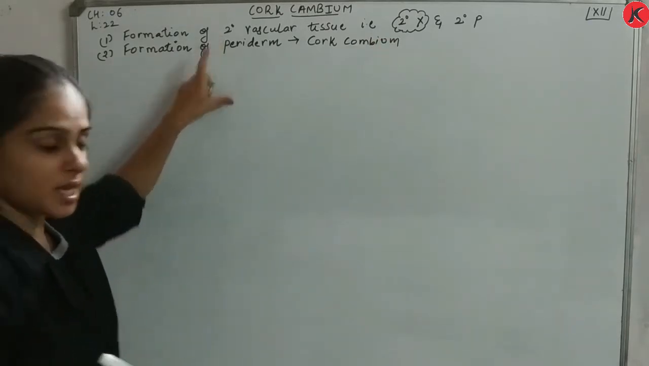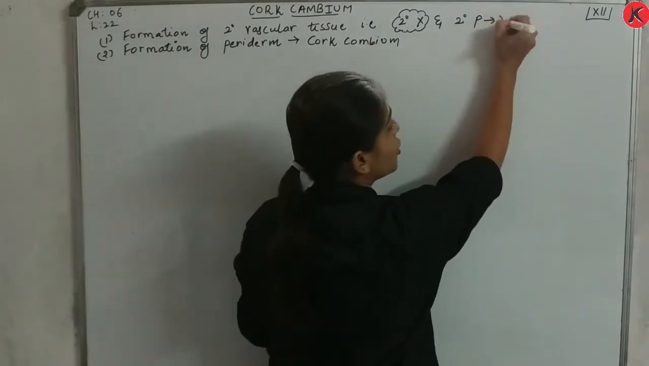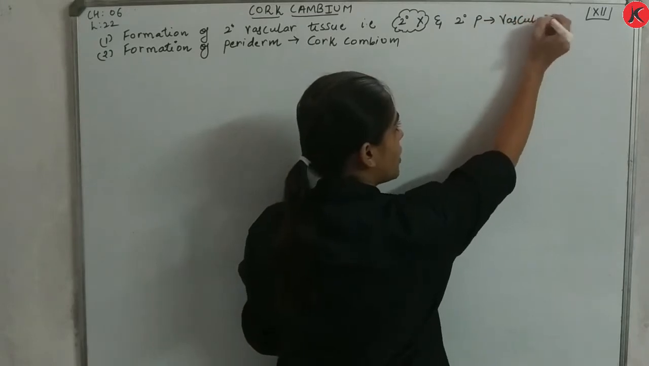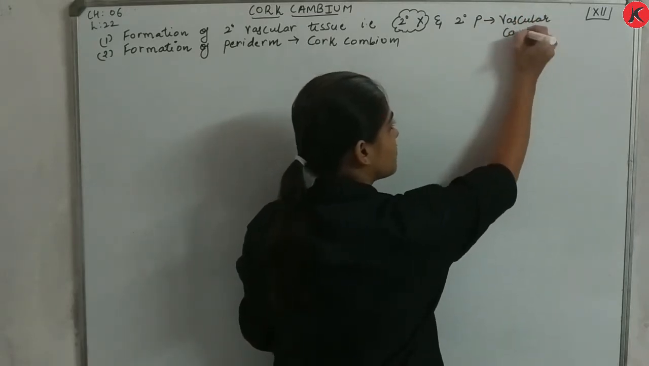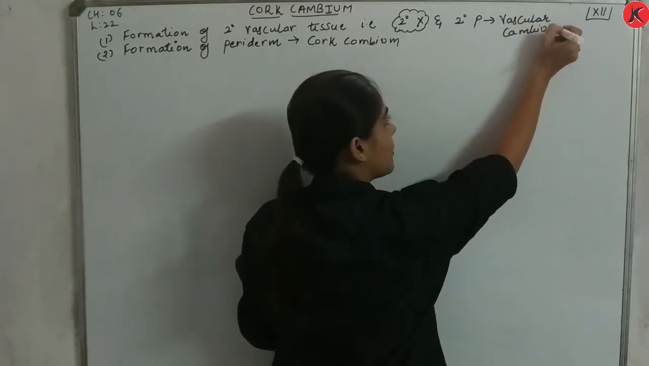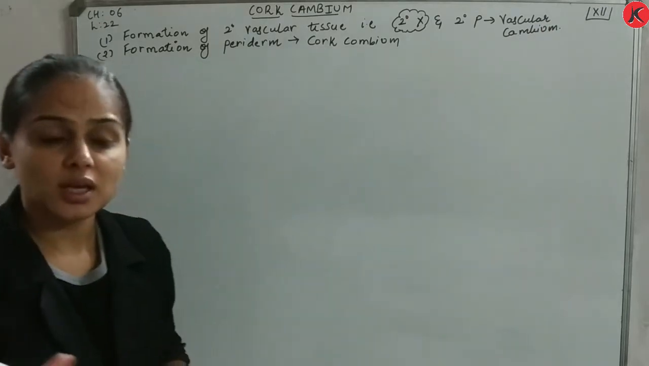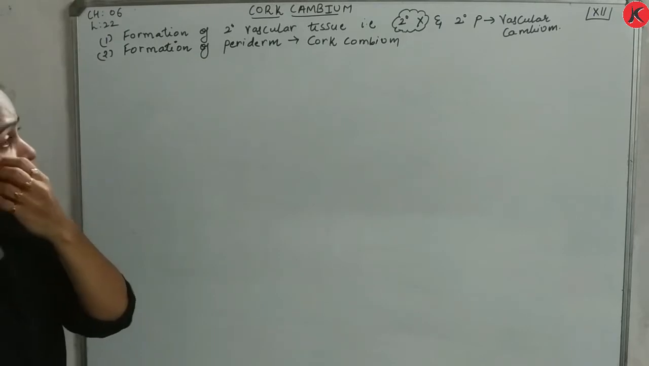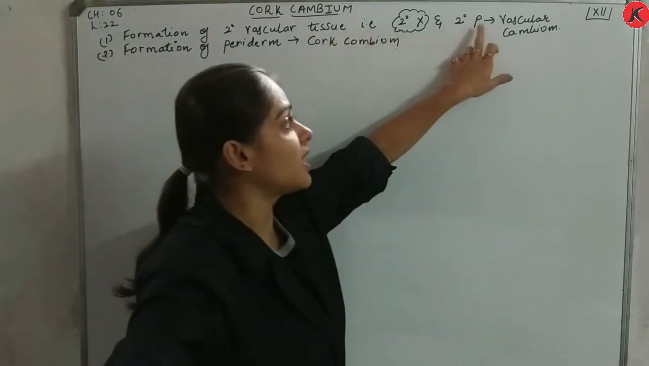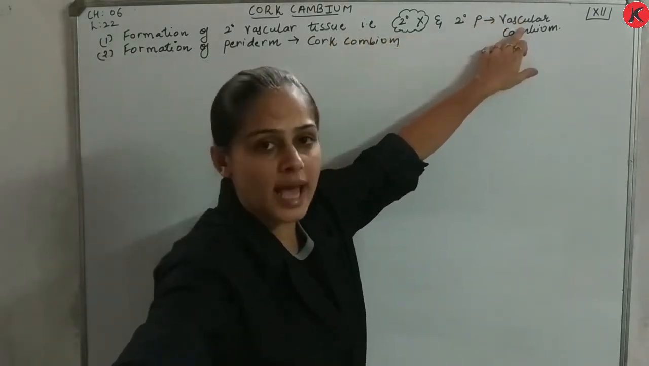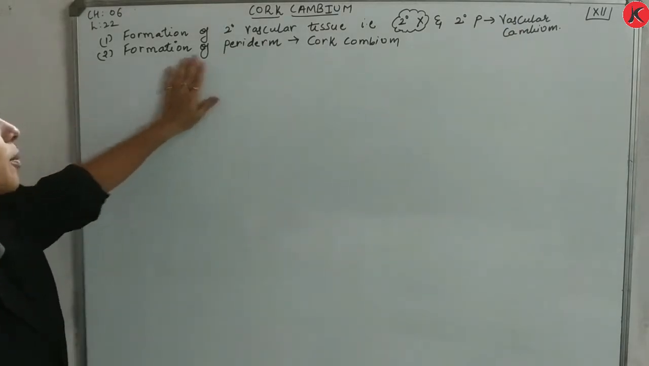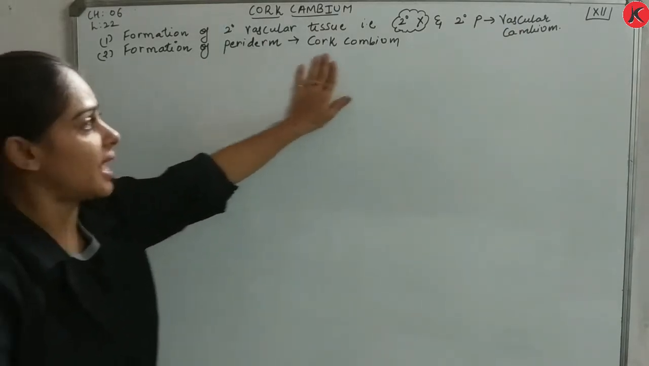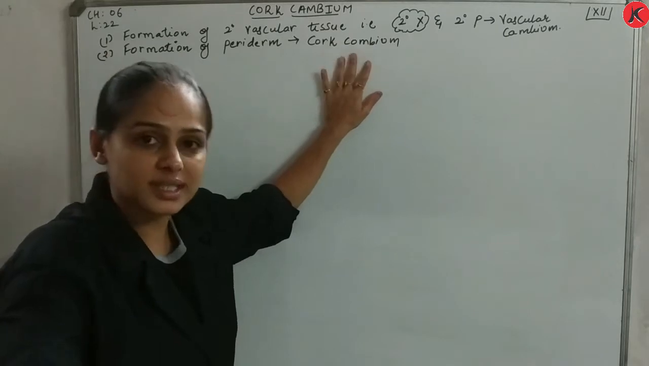Whereas in the first case, who played an important role? Yes, that is your vascular cambium. Are you getting my point, what I am saying? Yes or no? So the formation of vascular tissues, that is secondary xylem and secondary phloem, is due to vascular cambium, and the second one is the formation of periderm, that is due to your cork cambium.